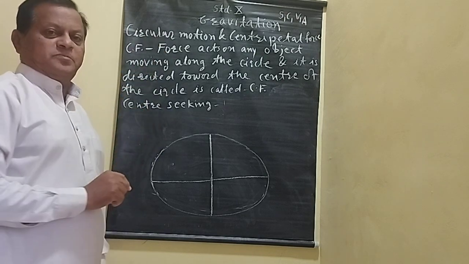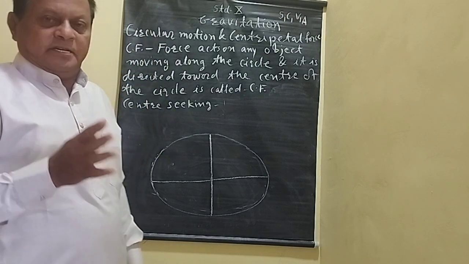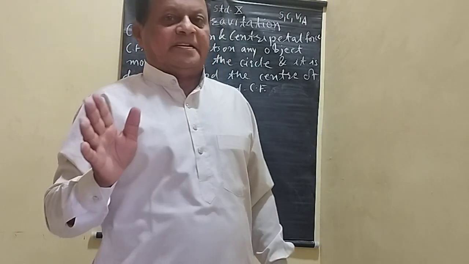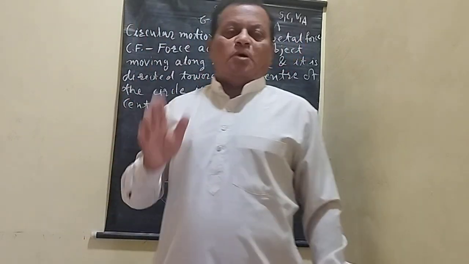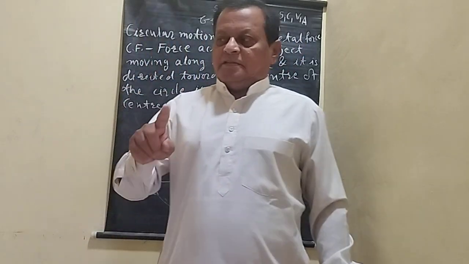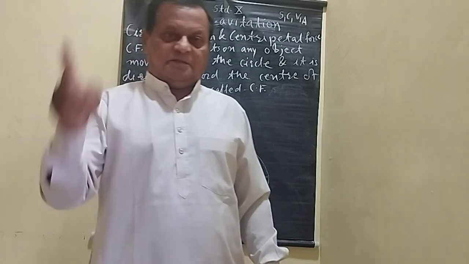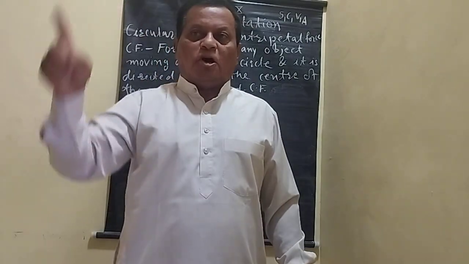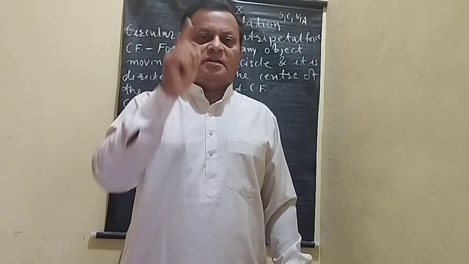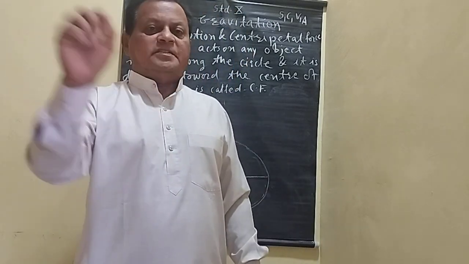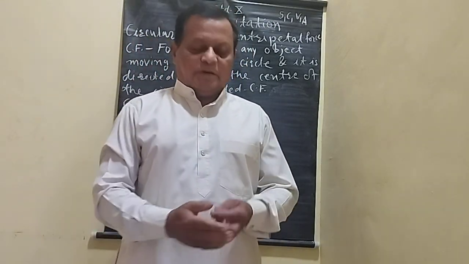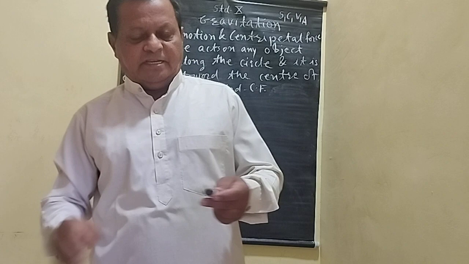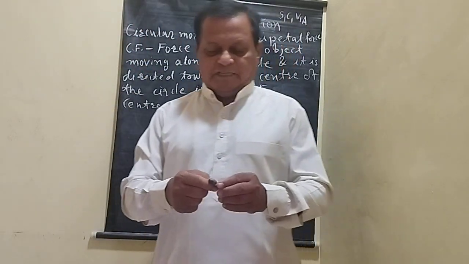Friends, we know motion is in a straight line, or some objects are in circular motion, meaning they move along the circle. Move along the circle, we say that they are in circular motion. So we will make one activity, or observe one activity.